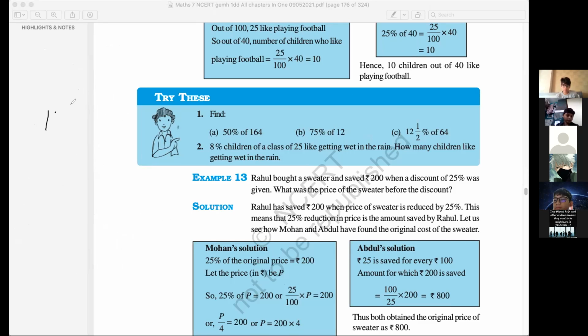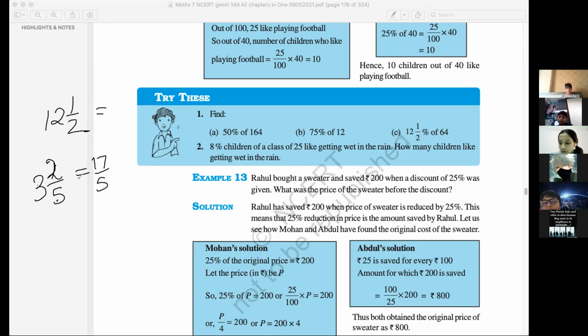How do we convert a mixed fraction into an improper fraction? 2 twelves are 24, 24 plus 1 is 25 upon 2. Similarly 3 2 by 5: 5 threes are 15 plus 2, 17 upon 5. To convert a mixed fraction into an improper fraction, we do it this way. To convert an improper fraction into a mixed fraction, we divide: 5 threes are 15 and the remainder goes in the numerator, 3 2 by 5.